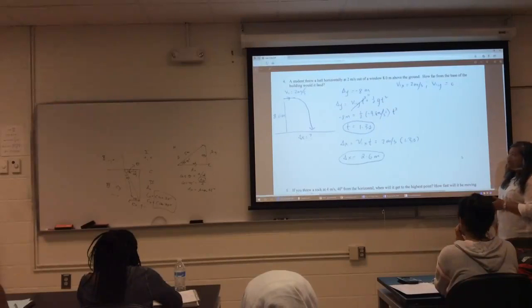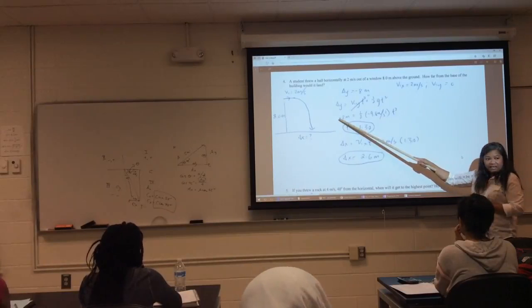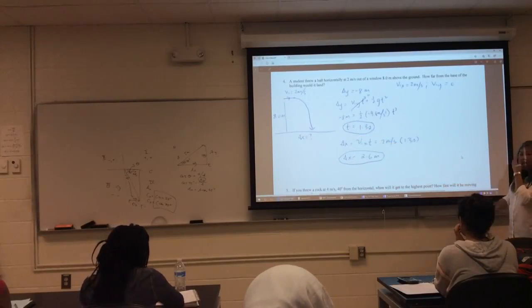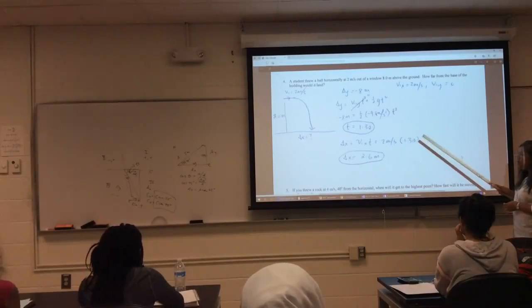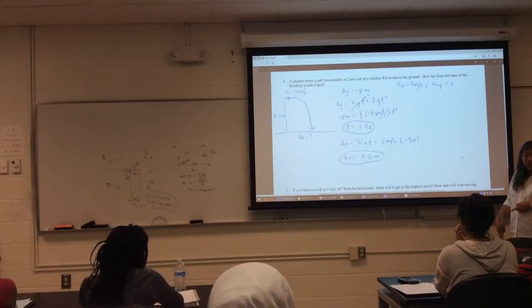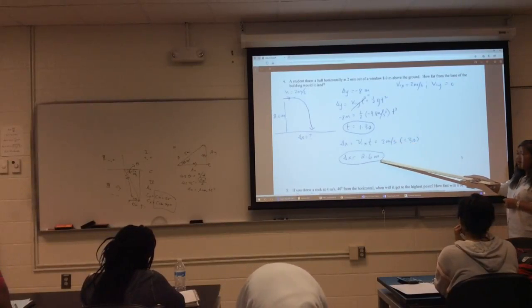You can substitute everything. Note how important it is that you put the negative sign there, otherwise you will end up with negative time. Not possible, all right? 1.3 seconds, which you will eventually plug here to get your displacement. Questions here, all right? Make sure that your final answer has the correct unit.